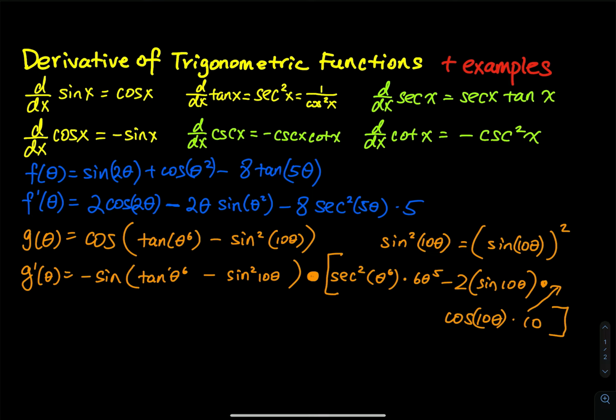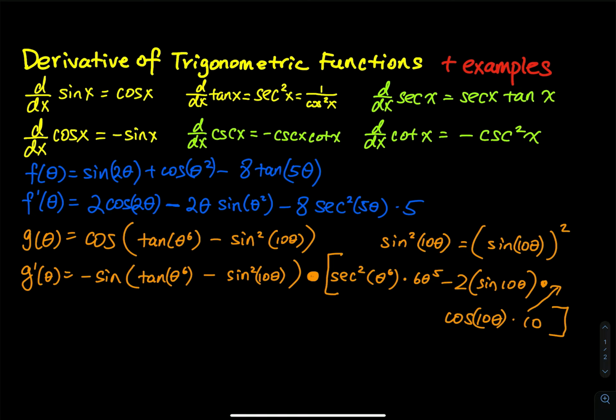Sometimes I prefer not writing the extra parentheses to make the work look cleaner. Okay, what else can you simplify? This one, I don't see anything other than the 10 multiplied by the 2, and you put the 6 theta to the 5th in front of the secant. That's all you can do.